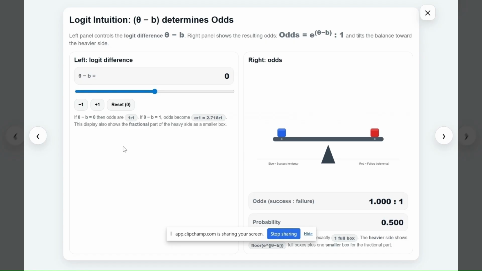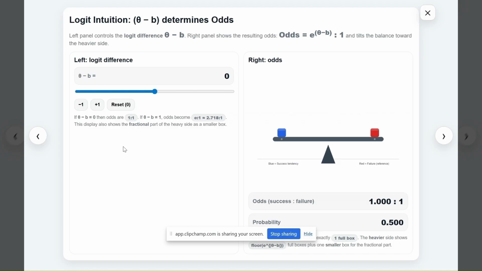For example, we have 2 questions. The first question is 2 logits difficulty. The other question is 3 logits difficulty. So the other question is higher in difficulty than the first question by +1 logit. So what does that mean? How does it affect the odds of answering that question? It affects it negatively.